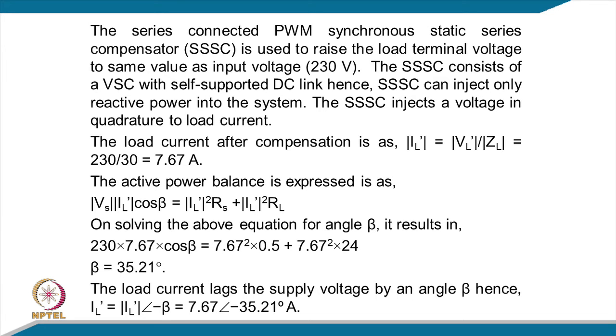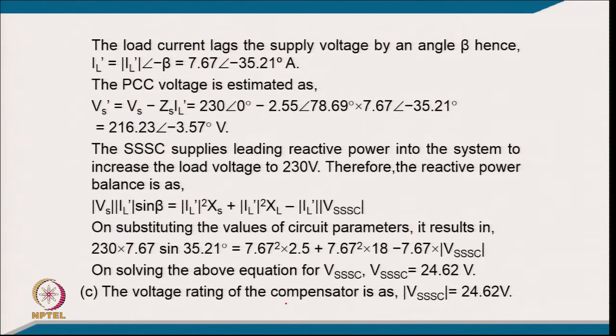Here the active power is Vs IL cos beta. So, that is the source impedance loss, and this is the load active power, and solving this equation we get beta from this relation. So, beta comes to 35.27, and the load current lags the supply voltage by angle beta. So, IL equal to IL at minus beta, it comes to 7.67 at the angle of minus 35.21 degree ampere. So, the load current lags the supply voltage by an angle beta.